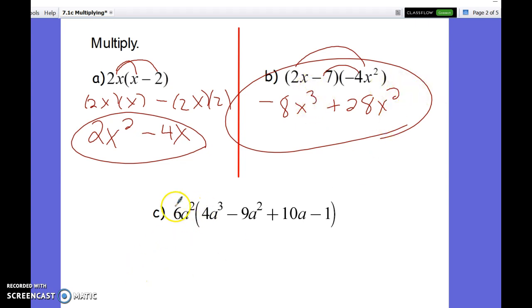Letter C is a challenge problem, right? We have 6a squared and we want to multiply by all 4 terms in our parentheses. Now would be a good time to pause and try this out for yourself.